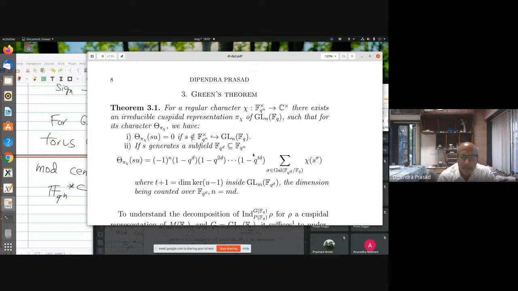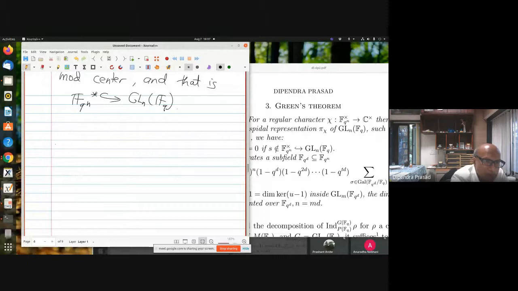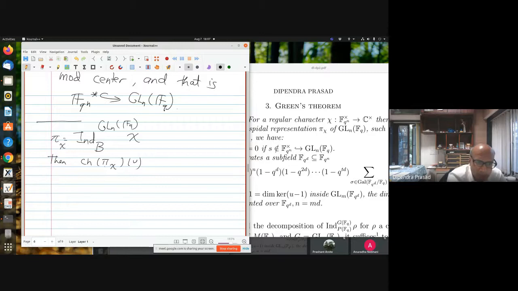Yeah, in fact, I did want to make the comment that if you wanted to do induction from B to GL_n(F_q) of a character chi, so suppose this is pi_chi, then the character of pi_chi at, let's say, a unipotent element, which is what Green's theorem is doing for a cuspidal representation, is the number of Borel subgroups containing u.